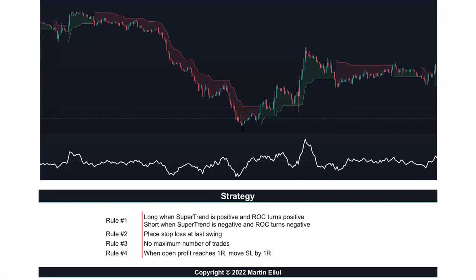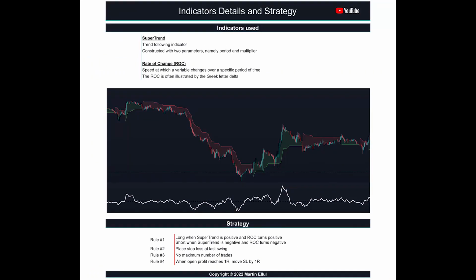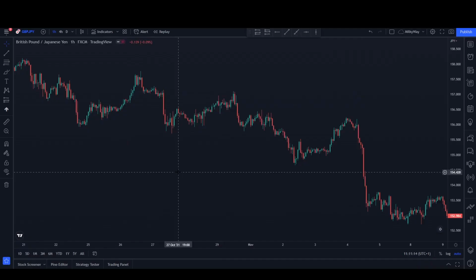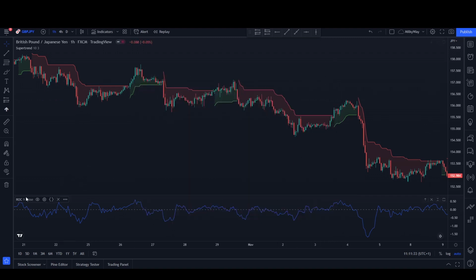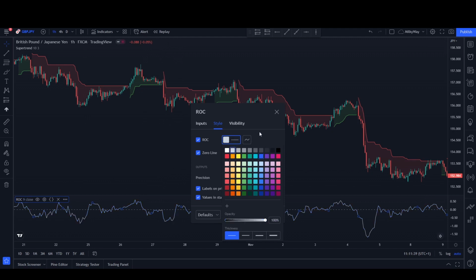So let's get on the charts now so I can show you a few trades and then we'll dive into the 100 trade backtest. All right, so here we are on the charts, GBP JPY on the 1 hour time frame. We'll go ahead and add the indicators. So we've got the SuperTrend, which is already in TradingView, and we've got the rate of change. There's only two indicators. The settings will not change. I just like the lines to be kind of light gray and a bit thicker.